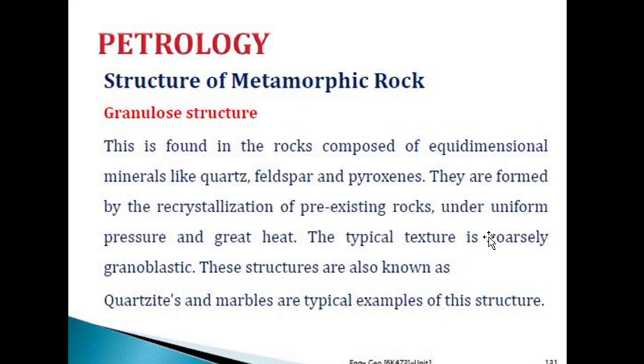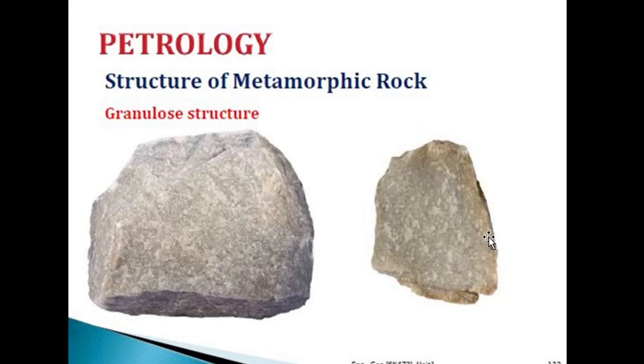The typical texture is coarsely granoblastic. The structure is also known as granulose; quartzites or marbles are the typical examples of such a structure. Here is the figure which is showing the granulose structure. Marble and quartzites are the examples of this granulose structure. This structure is characterized by an essentially granular character of the constituent minerals. Foliation is completely absent or negligible in such a structure.